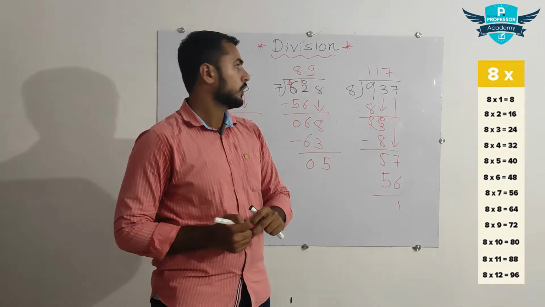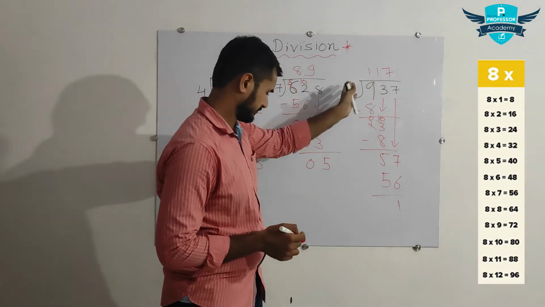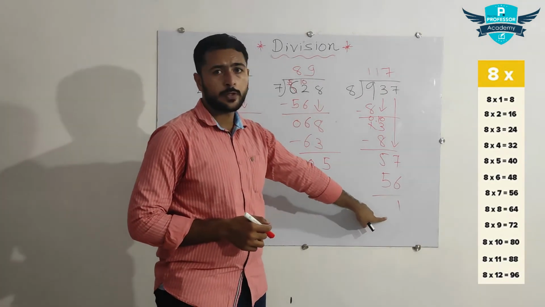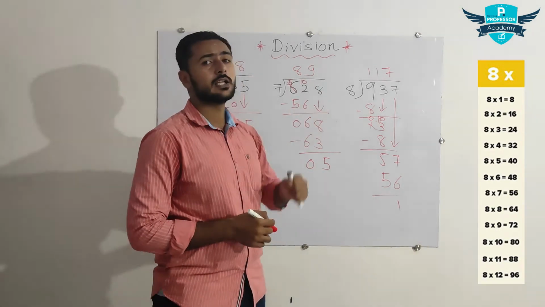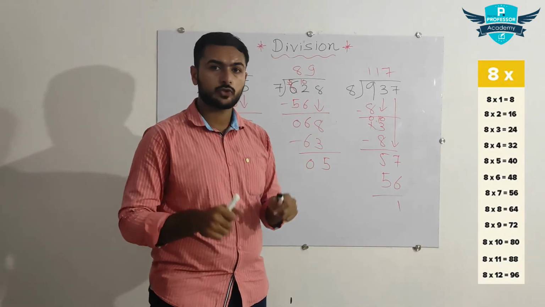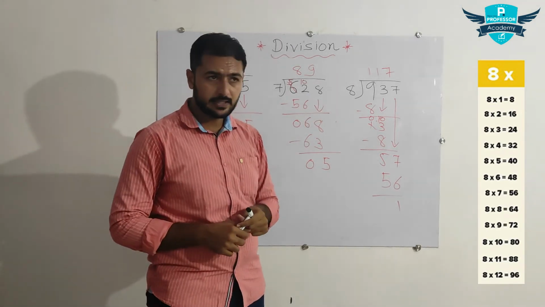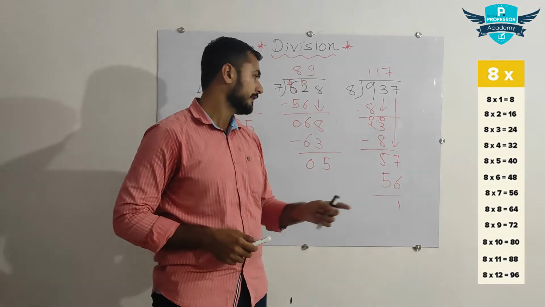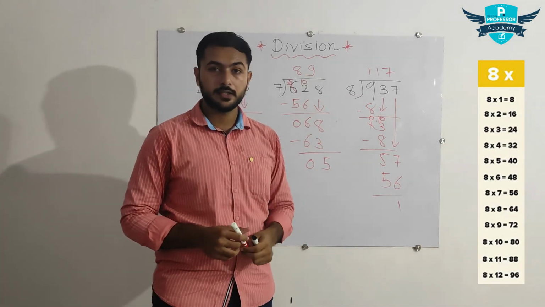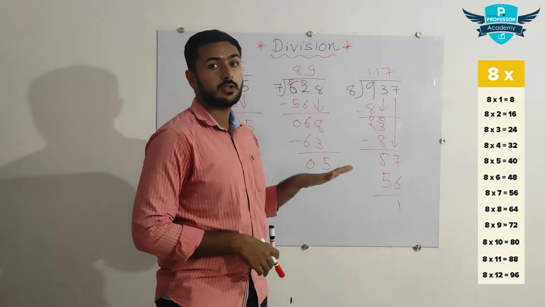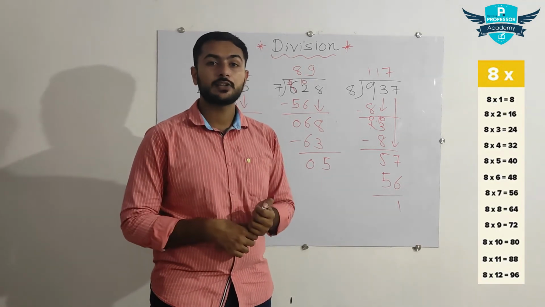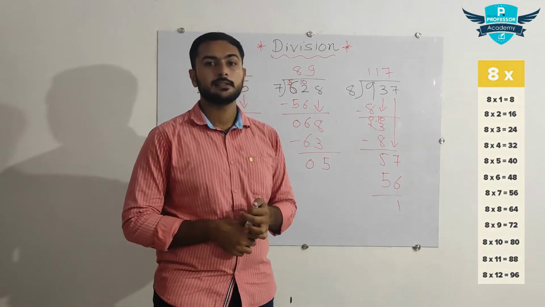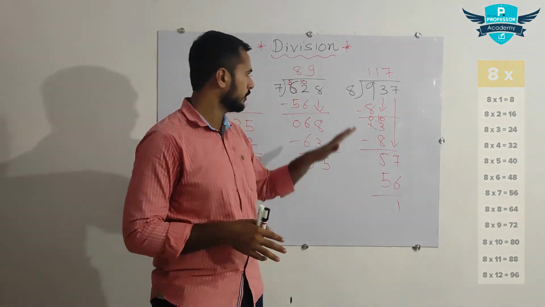Okay, is any number remaining in 937? No, okay. And here we got 1 which is smaller than the divisor. It means our calculation is over. Now here 8 is the divisor, 117 is the quotient, 937 is the dividend, and 1 is the remainder. Fine. Just note this down. Okay, and in the next step we will try to learn 2-digit and 3-digit numbers. But before that, just pause the video and note this down.